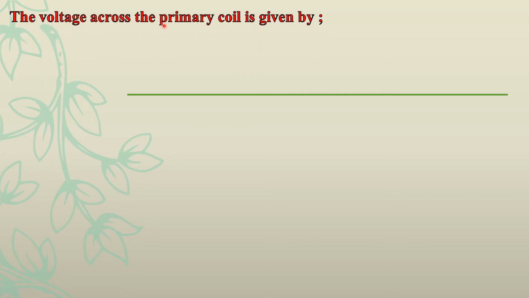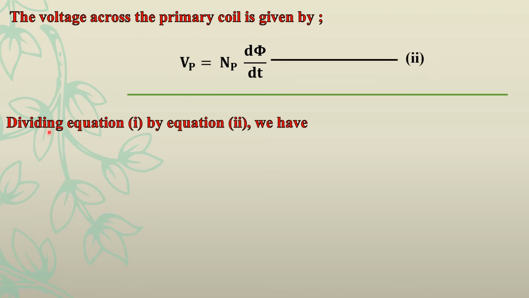The voltage across the primary coil is given by V sub P. P represents primary coil, voltage of primary coil, that is equal to N sub P, number of turns of primary coil, into d phi divided by dt, rate of change of magnetic flux. Let's say it equation number 2. Dividing equation 1 by equation 2, we have Vs divided by Vp is equal to Ns divided by Np. Voltage of secondary coil divided by induced voltage of primary coil is equal to number of turns of secondary coil divided by number of turns of primary coil.